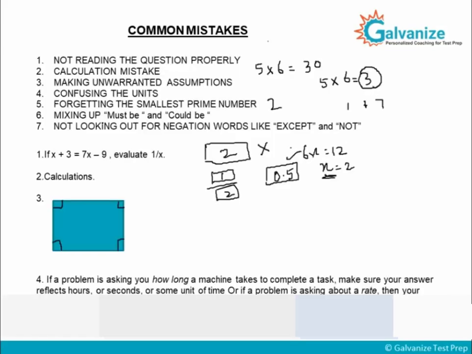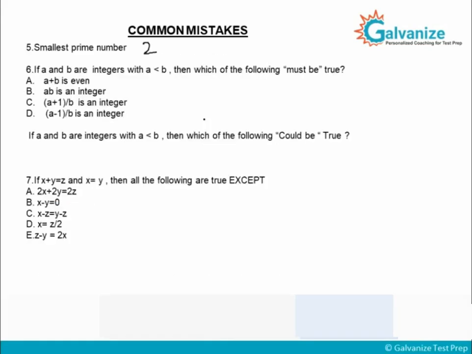Then the next mistake is mixing up must be and could be. This is a tactic by ETS. They give you a trap like this. They use the words must be and could be, and students normally fall into this trap. It's a very common mistake and you need to watch out for it. What is the difference? Must be means this statement has to be true for all numbers. Any number you plug in, it has to be right. Could be, even for one number, if it's true, you mark it as a correct answer.